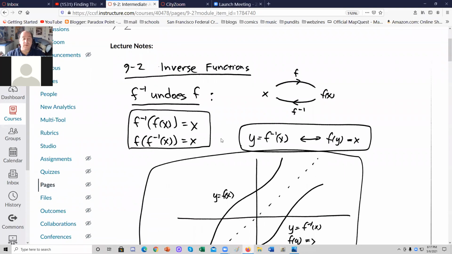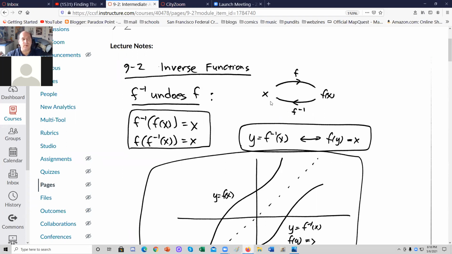Inverse functions are important, because we'll be dealing with inverse functions soon, specifically logarithms and exponentials, which are inverses of each other. An inverse function, denoted f inverse, undoes f. Whatever f does, f inverse sends it back to x. Whatever f inverse does, f sends it back to x. So here's x, f sends it to f of x, f inverse sends it back.